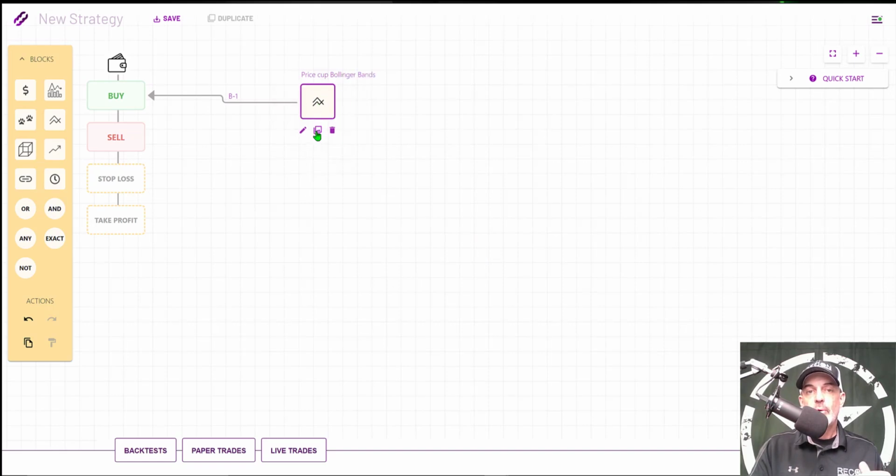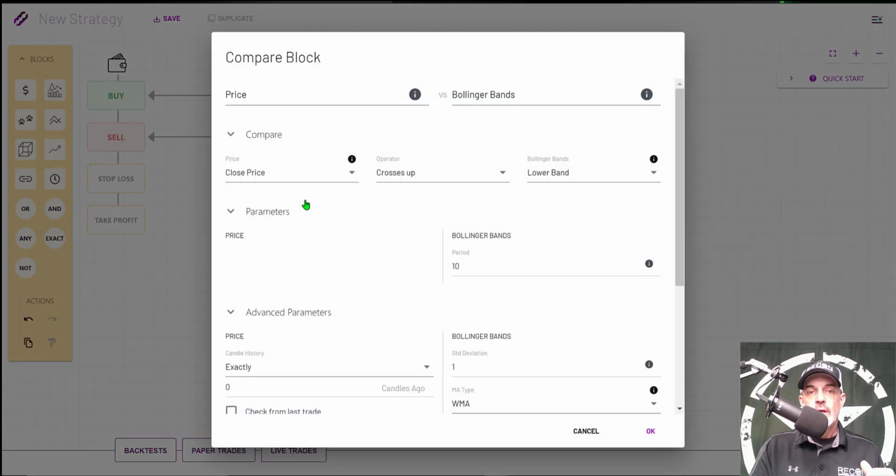I can click on this little double window here and it will duplicate the exact same box that I had for buy. Again, I click and drag over and connect to sell. Click on the pencil to actually configure. And in this case, I want the close price crossing up through the upper band.